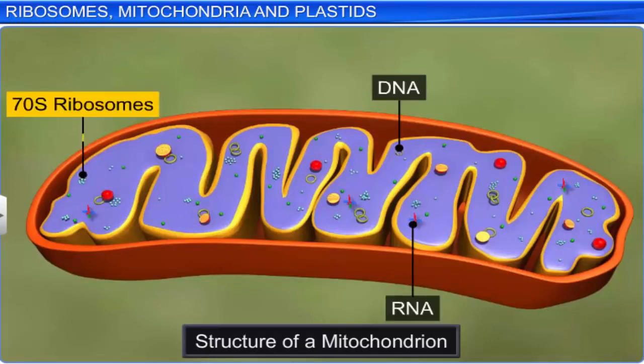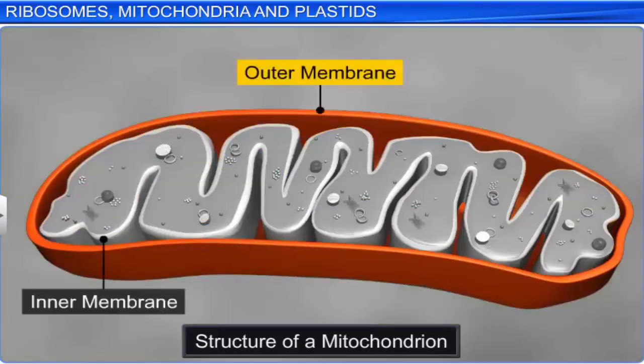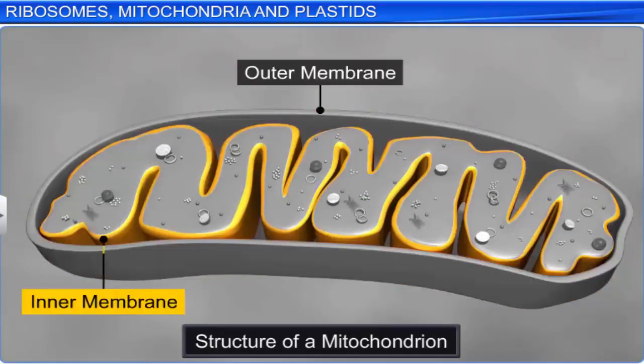While the outer membrane forms a continuous limiting boundary, the inner membrane folds towards the matrix to form infoldings called cristae. These cristae increase the surface area of the inner membrane of the mitochondria.